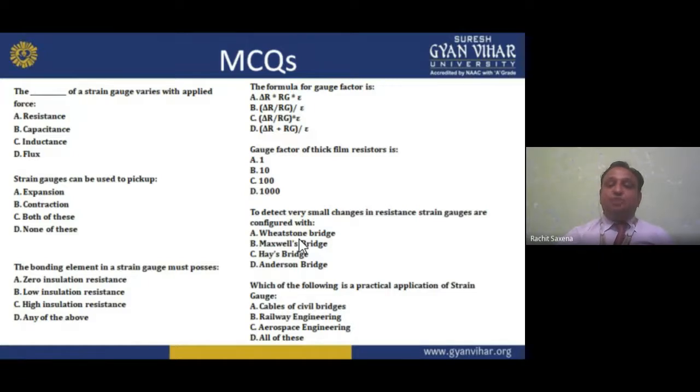To detect very small changes in resistance, gauges are configured with, I already told you in my lecture, Wheatstone Bridge, or Maxwell Bridge, Hay Bridge or Anderson Bridge. So you can easily identify. Which of the following is a practical application of strain gauge? Cables of civil bridges, railway engineering, aerospace, we can use it in all of these.